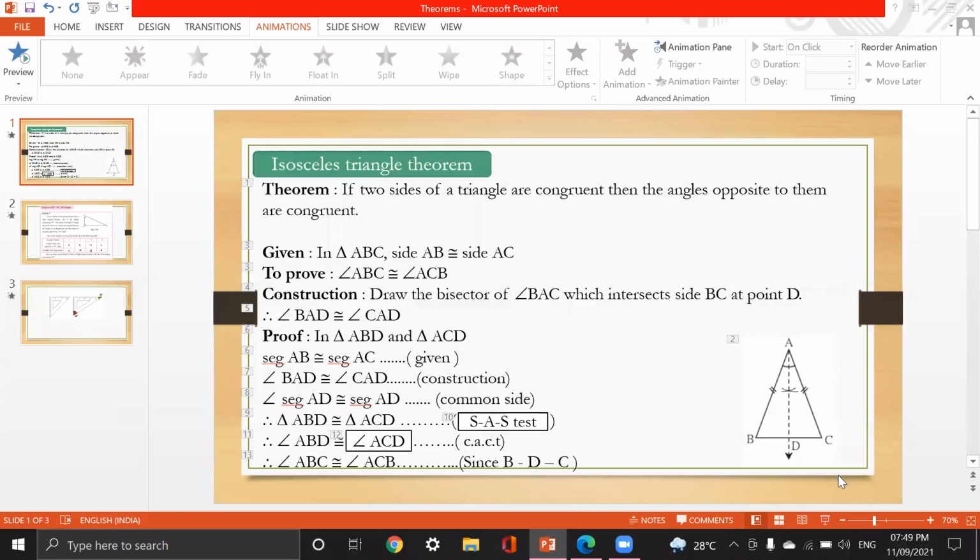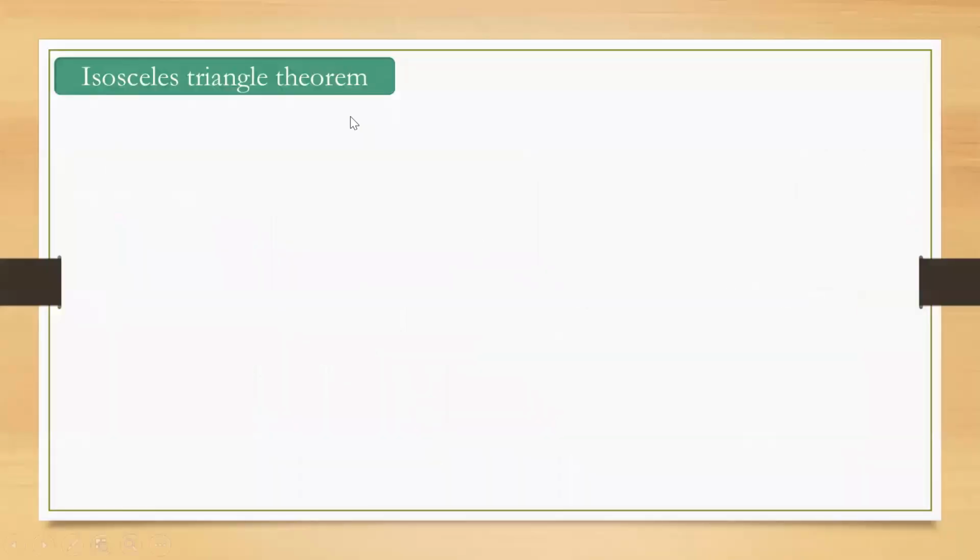So students, we are going to continue with our lesson of triangles. So the next theorem is the isosceles triangle theorem. We already know that there are three different types of triangles. One is the equilateral triangle, whose all sides are equal in length. Then there is the isosceles triangle, whose two sides are equal and one side is of different length. And there is the scalene triangle, whose all three sides have different lengths.